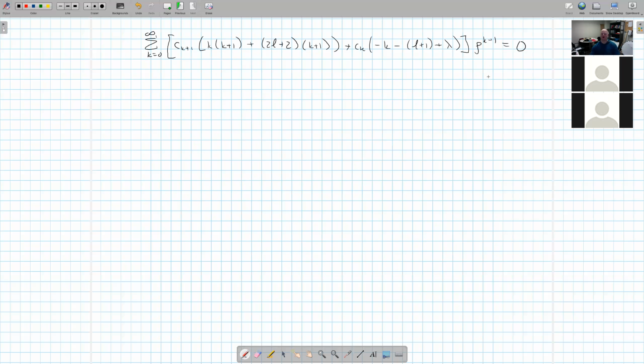So in math methods, what we argued was that this must be arbitrary. We can't simply set this equal to 0. It has to be true for any value of rho, which means that everything on the interior of the sum must be equal to 0. And this gives us our recursion relation. The recursion relation says that c_(k+1) divided by c_k must be equal to (k plus L plus 1 minus lambda), all divided by (k plus 1) times (k plus 2L plus 2).